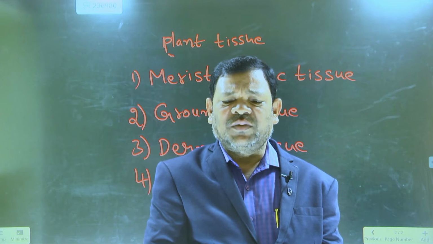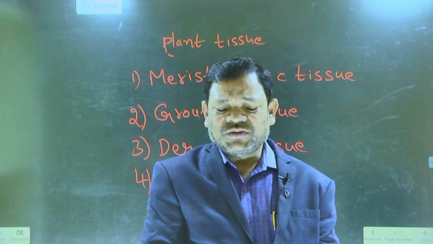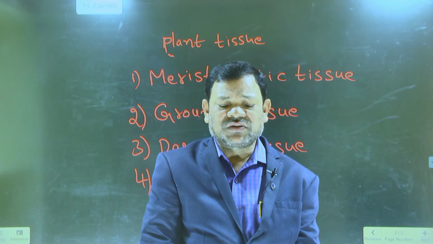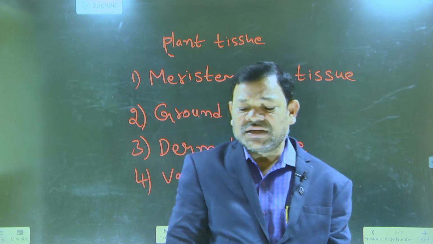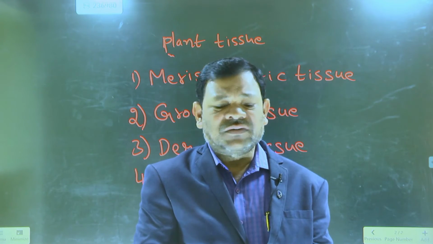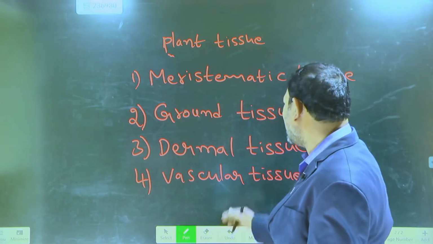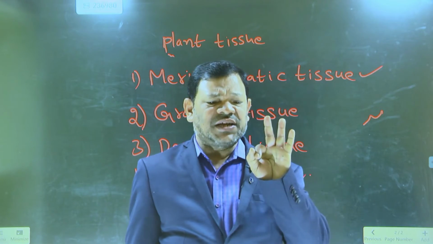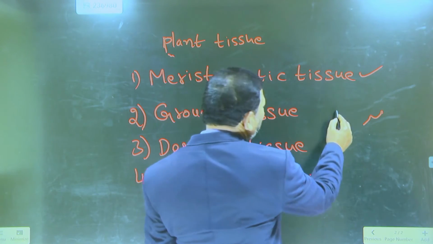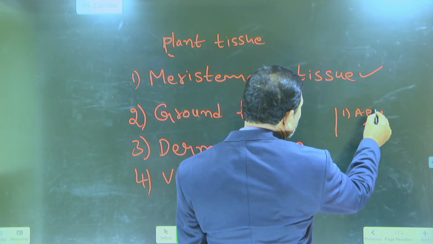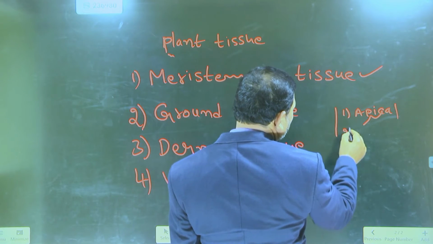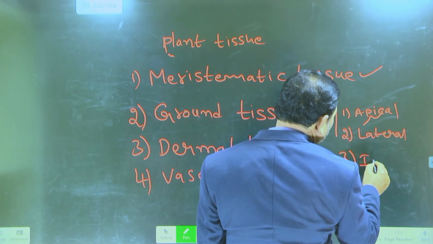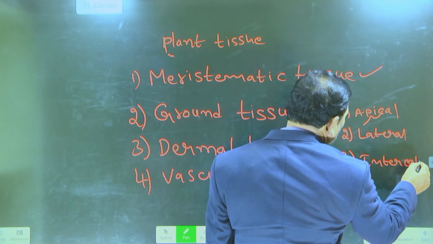So according to our state book, there are four basic types of tissues present in the plant. First one is the meristematic tissue, second one is the dermal tissue, third one is the ground tissue, fourth one is the vascular tissue. Meristematic tissues we have already discussed. In meristematic tissues, three types are present: apical meristematic tissue, lateral meristematic tissue, and intercalary meristematic tissue.